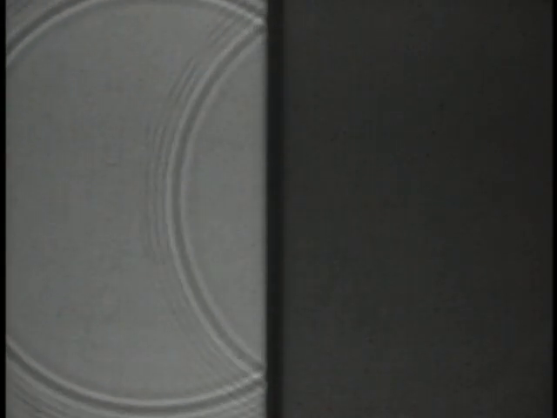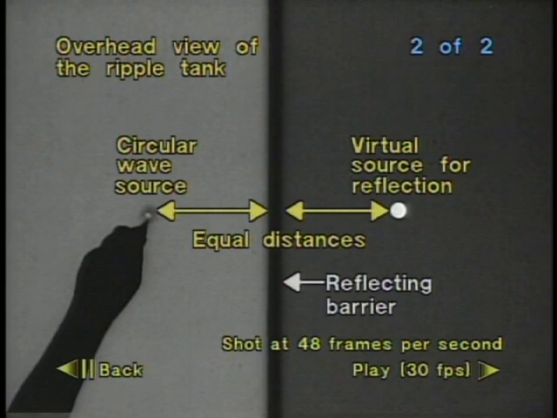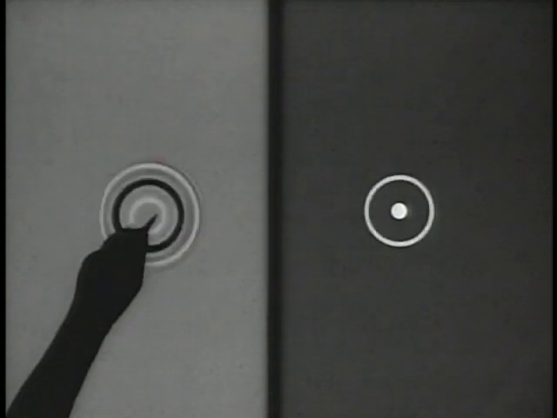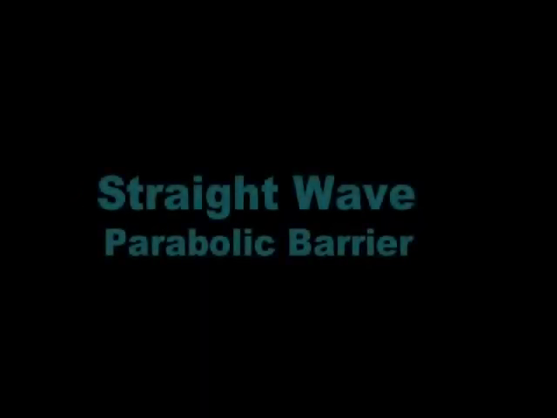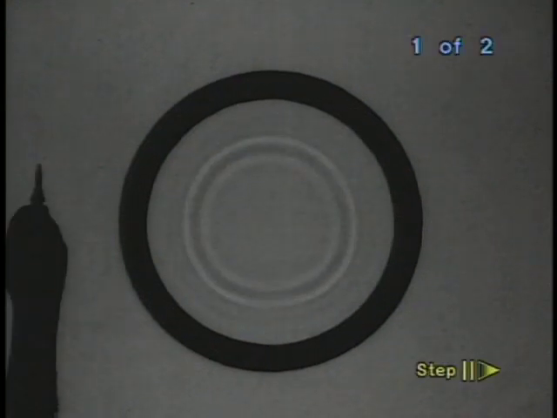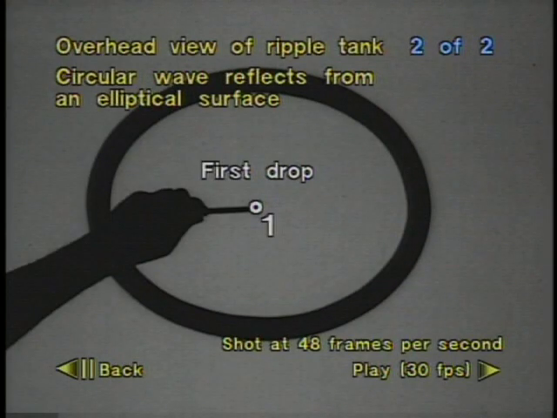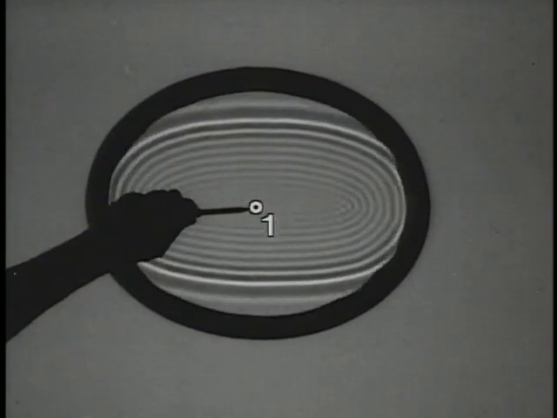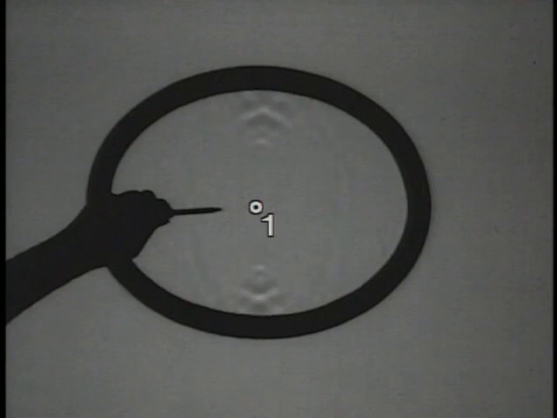Each portion of wave front obeys the law of reflection. All parts of the wave strike the barrier and are reflected to the center. If a circular wave starts at one focal point of an ellipse, it will converge at the other.